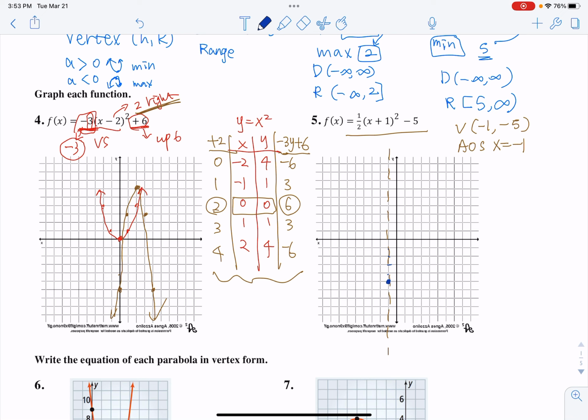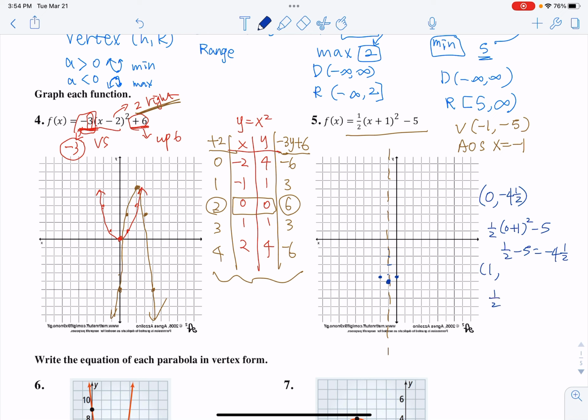Try to find one of the points to the right side or left side. I will plug in a value of x to find the coordinate. So 1/2 times (0 plus 1) squared minus 5, then 1/2 minus 5, which is -4 and a half. So (0, -4 and a half) here, then reflecting points here. You can draw. And then plug in 1 to the right side, one more point.